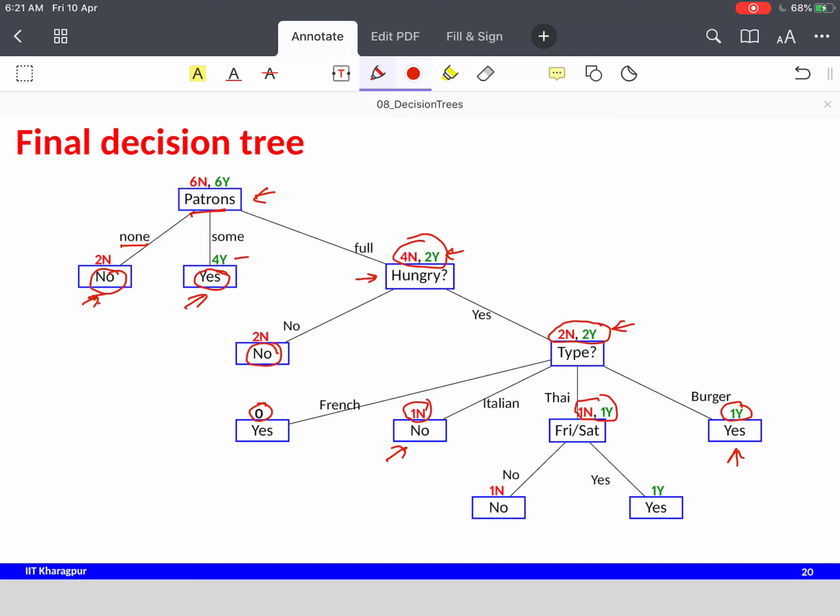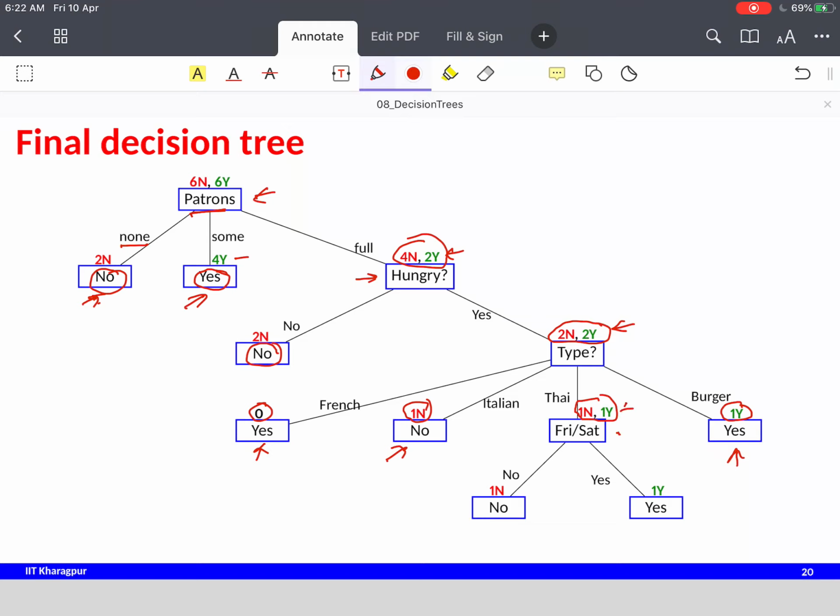Now for this case we know it will be labeled no, and for this case it will be labeled yes, because the examples fall into only one class. In this case we do not have any examples, so we assign the parent class. For the parent class again we do not have a majority, so we can choose any one of them just to break the ties. So here we have chosen yes.